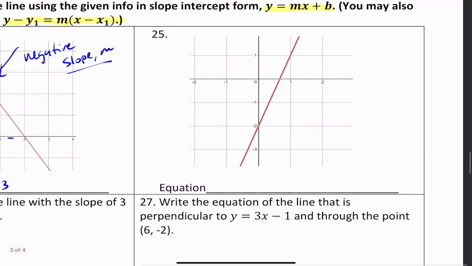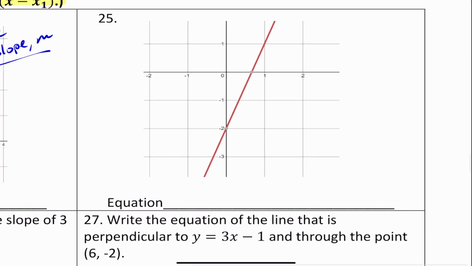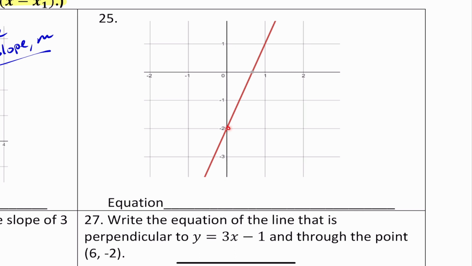Alright, number 25. I do not really like this because this and this will fool you. So, let's go ahead and examine the behavior of this line. It looks like it's going to increase as it's slanted like this. So, y equals mx plus b. Let's see, I'm going up 3, right 1. So my slope is positive 3.